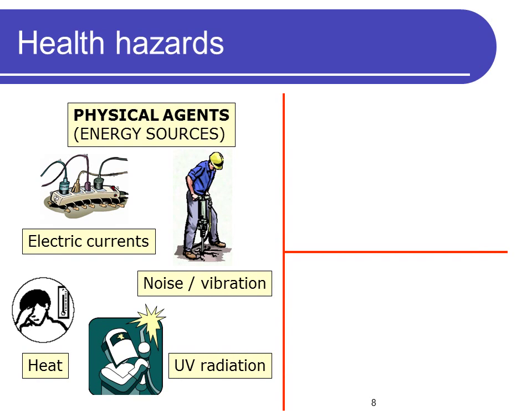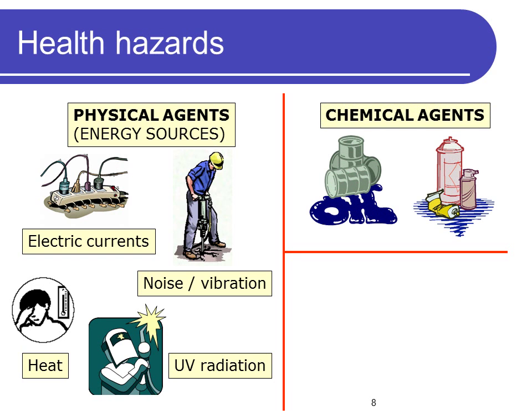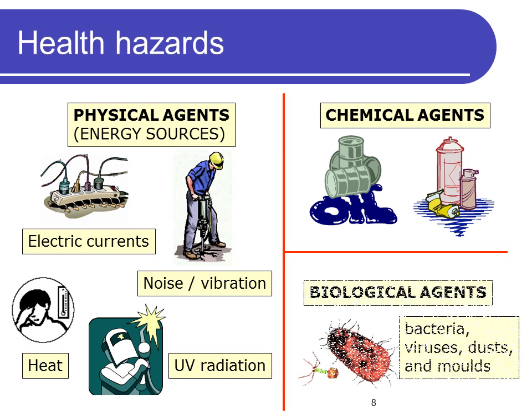For the health hazards, we have three different subcategories. The physical agents, that usually are energy sources, for example, electrical current, noise, vibration, heat, UV radiation. The second category is more related to chemical agents, many of which we can find at home. And the last category is biological agents, which are more related to bacteria, viruses, dust, molds, etc.